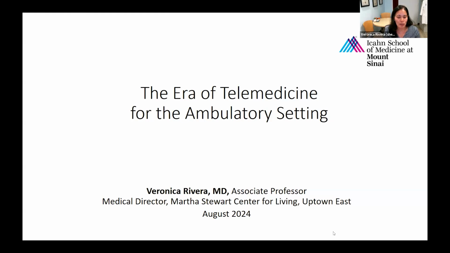I also have the opportunity to see patients at a federally qualified health center in East Harlem here in New York City called the Institute for Family Health. So I do have experience seeing patients in these two different settings. And so today we're going to be talking about telemedicine and hopefully providing you with some important information and resources moving forward as you're using telemedicine in the ambulatory setting.